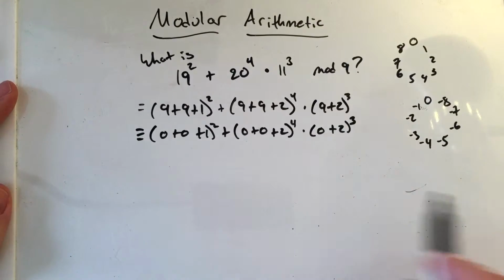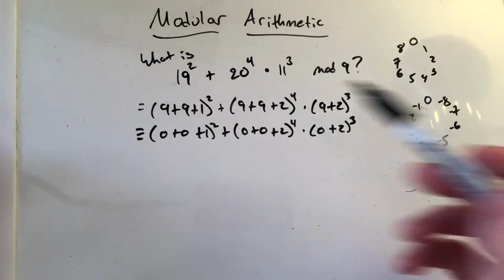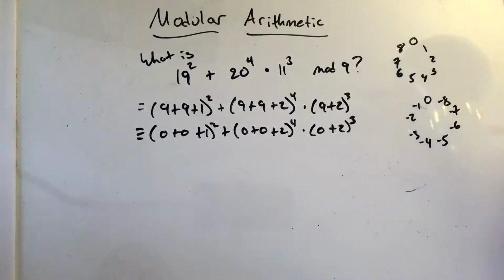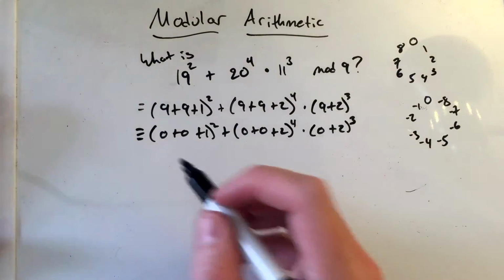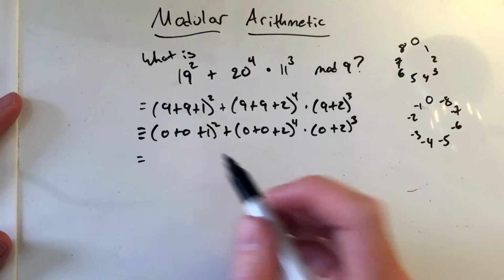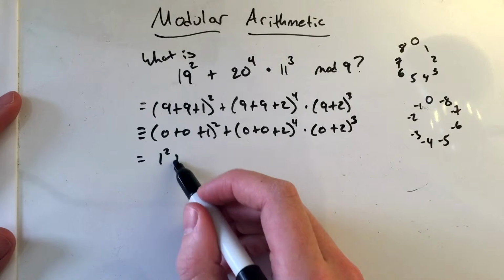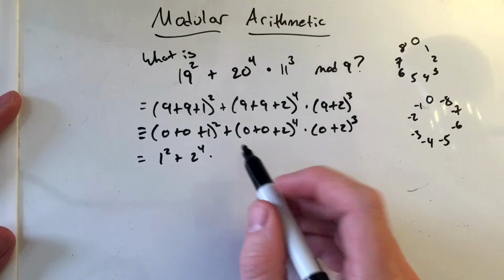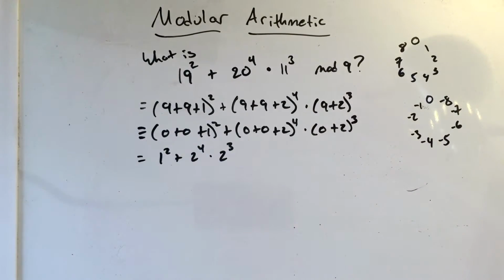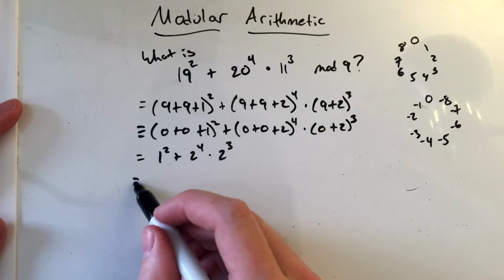Now the zeros, again, the reason why we're choosing 9 is because we know 9 is equivalent to 0 in mod 9, and we're just canceling all that stuff out. It's easiest to do with zeros. So now we have 1 squared plus 2 to the fourth times 2 to the third. Well, 1 squared we know is just 1.